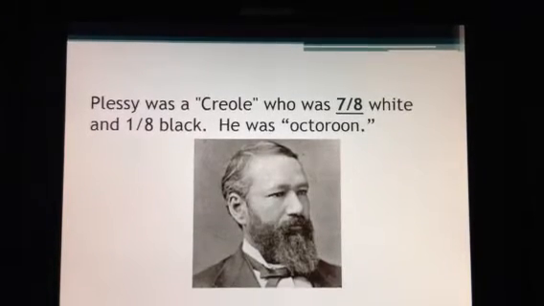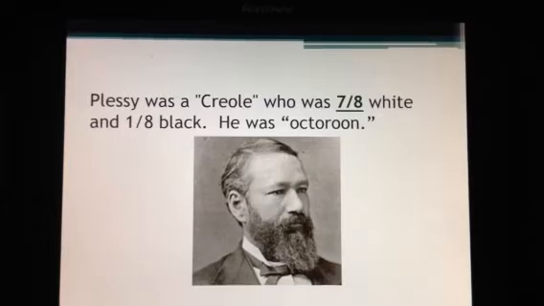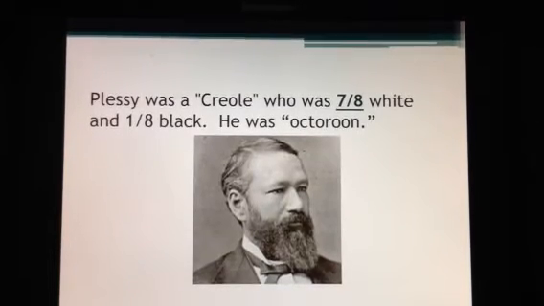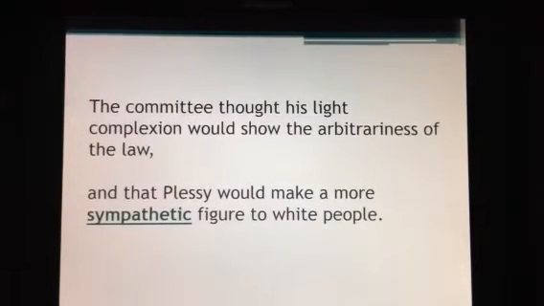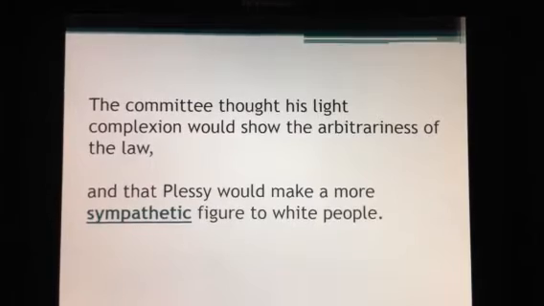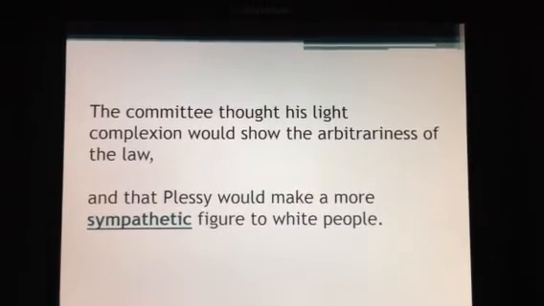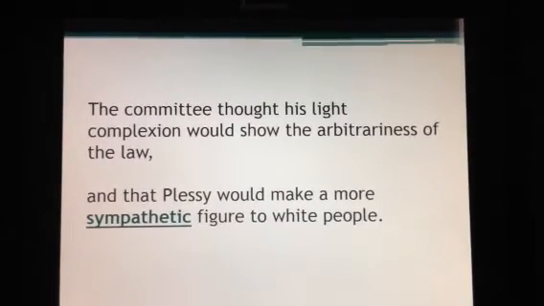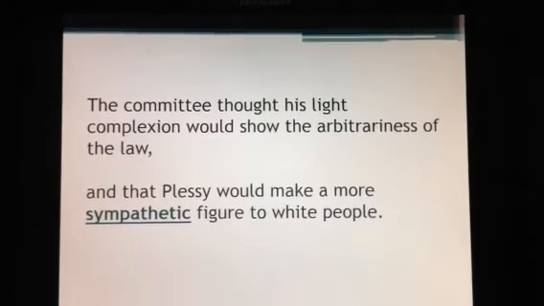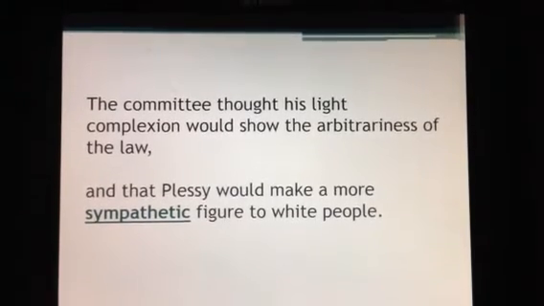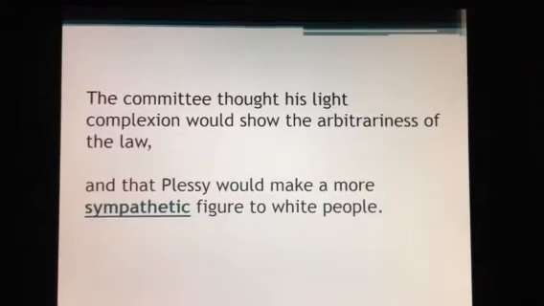Homer Plessy was Creole, which was 7/8 white, 1/8 black. He was octoroon. The committee thought his light complexion would show the arbitrariness of the law, and that Plessy would make a more sympathetic figure to white people.